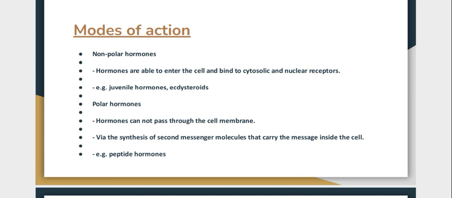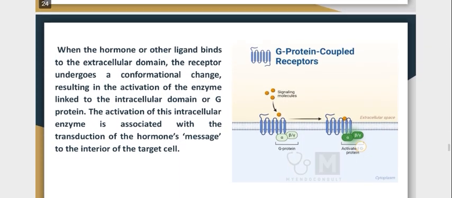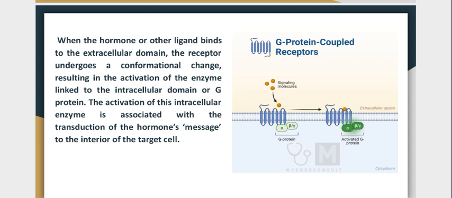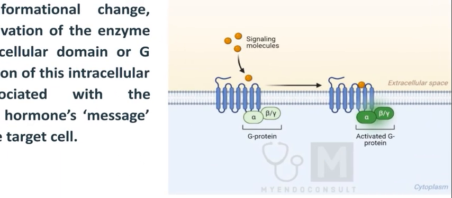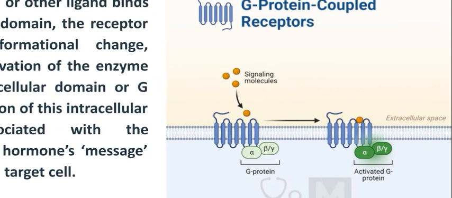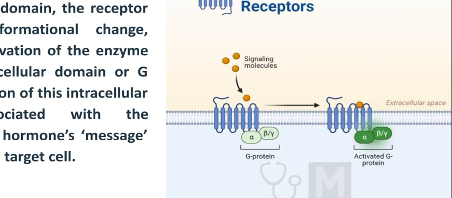Then polar hormones are there. These hormones cannot pass through the cell membrane, so they act via the synthesis of second messenger molecules that carry the message inside the cell. For example, peptide hormone is like that. So the first one is the G protein coupled receptor. Here we could see an image which represents this. Signaling molecules are present in the extracellular space. From there, one of these signaling molecules binds with this receptor, the G protein coupled receptor, which has 3 subunits like alpha, beta, and gamma.